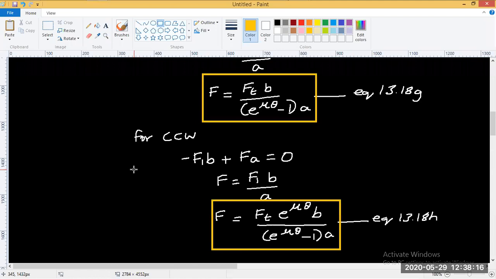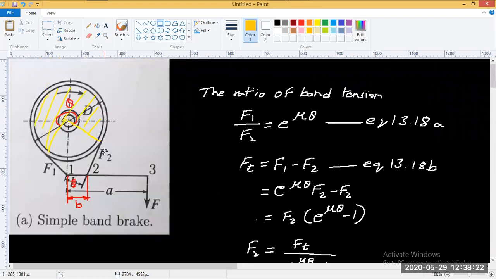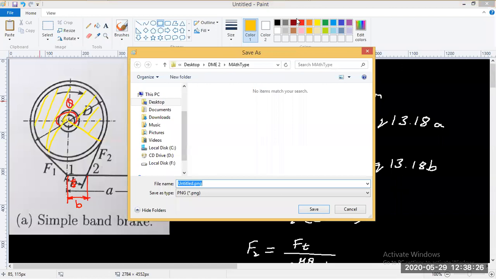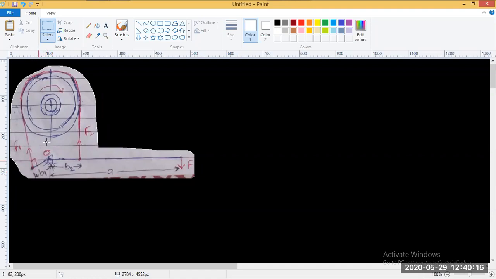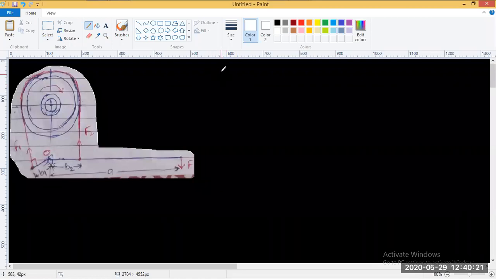Let's go for the differential, or you can say the band and shoe brake. So this is for the differential or band and shoe. This small part here is called the block. We can also write this as a differential.